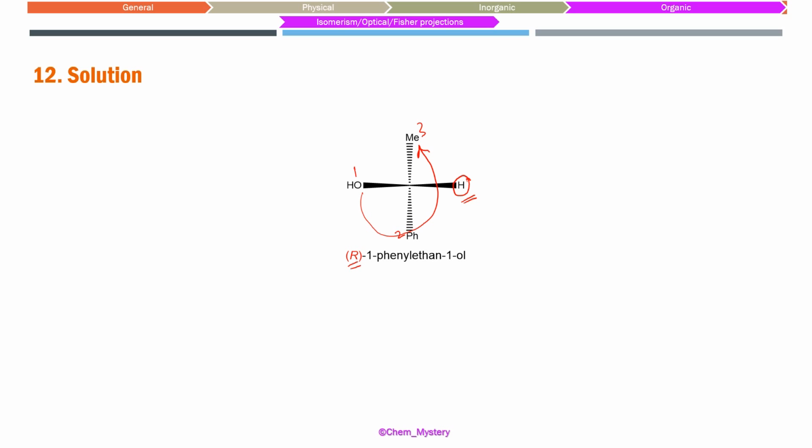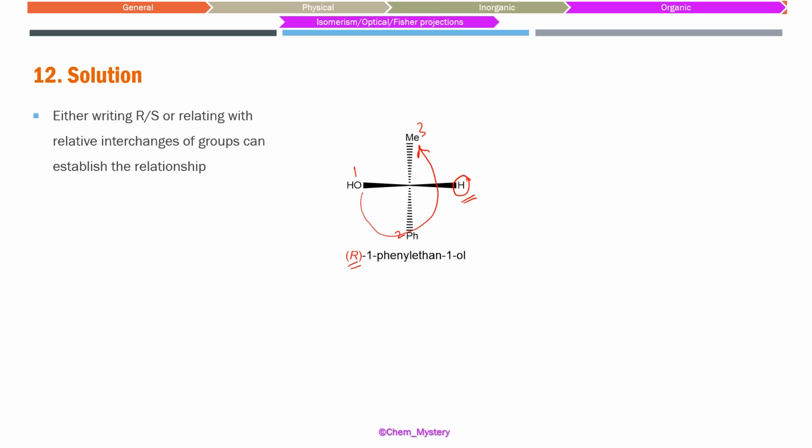So the very first molecule is going to be R-phenyl. Again, you can see this is priority number 1, priority number 2, priority number 3. This is rotating anti-clockwise with this hydrogen towards us. That's going to be R. So this is going to be identical. This is going to be one of the answers.